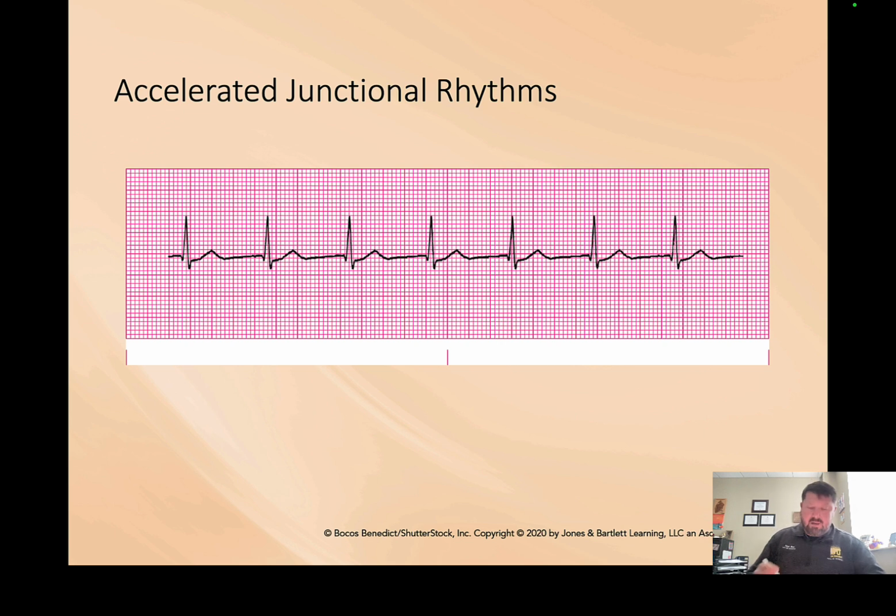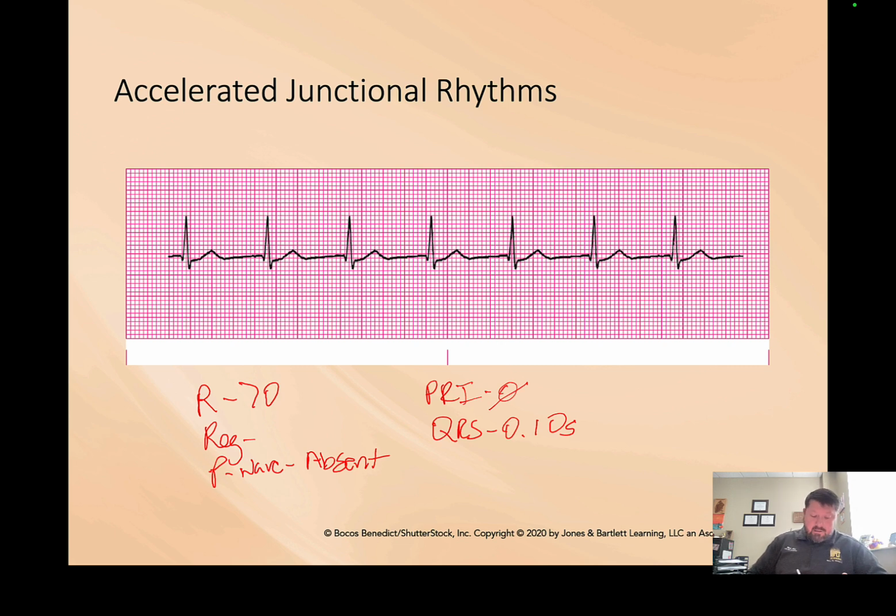So looking at this one here, for accelerated junctional, my rate is 70, my rhythm is regular, my P wave is absent, so I don't have a PRI, and my QRS looks to be about 0.10. So because I have absent P waves and a rate of 70, following my rules here, it's called an accelerated junctional rhythm.